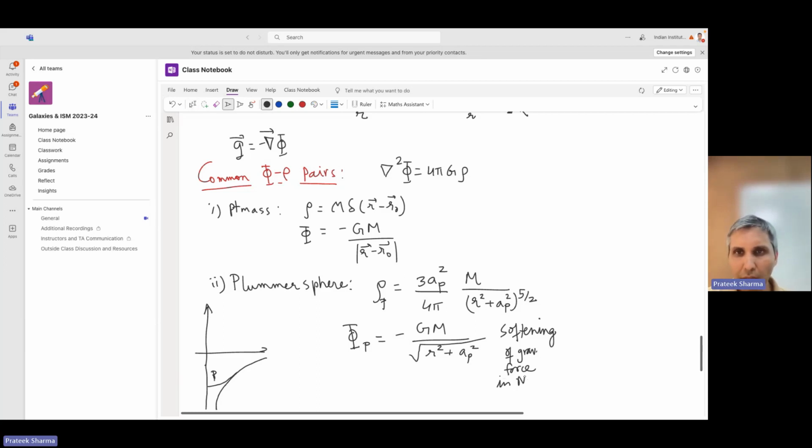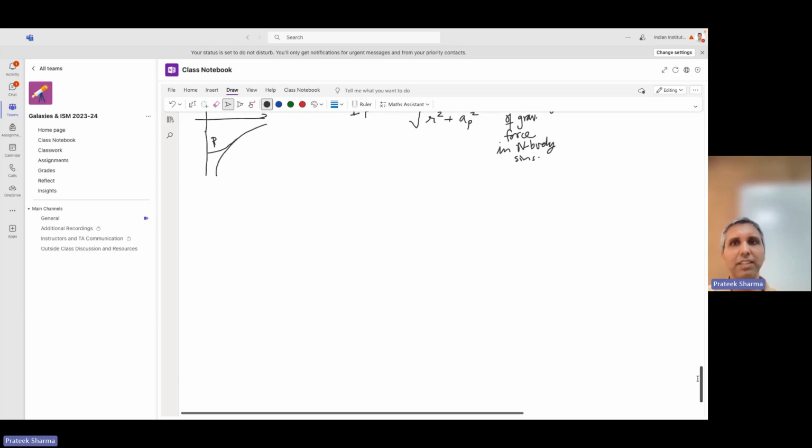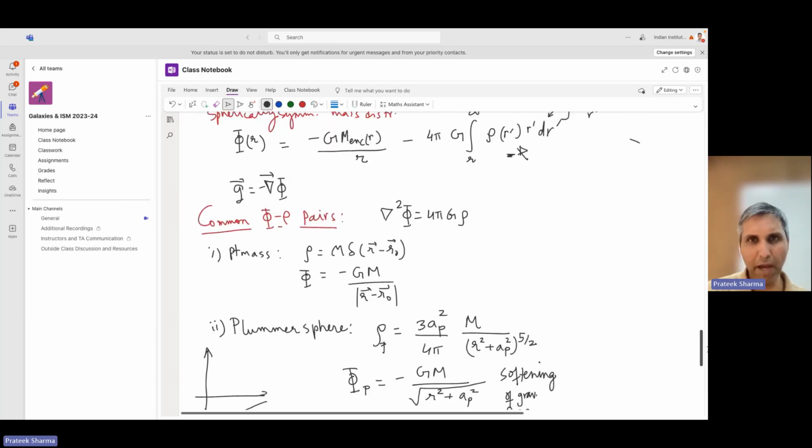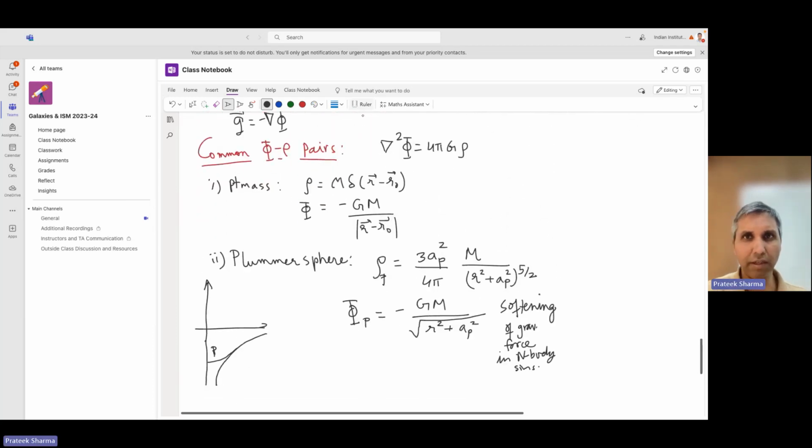In n-body sims. So n-body simulations are these gravitational evolution simulations that are popularly used for evolving galactic systems. Now the question is, how do you actually derive a pair of density and potential, right? For a given density, solving for phi is a little harder, right?